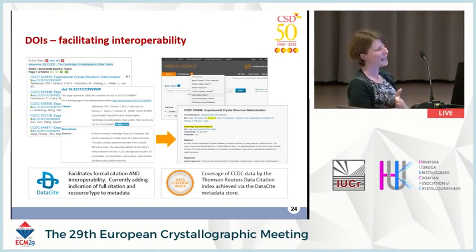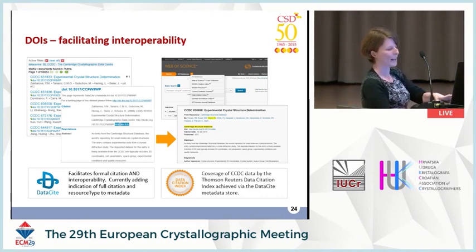So in minting a DOI with DataCite, we have to provide DataCite with some key metadata. And people like Thomson Reuters and the Data Citation Index can then pick up this metadata and create CSD entries in other services such as the Data Citation Index. So now the Data Citation Index also covers crystal structures.